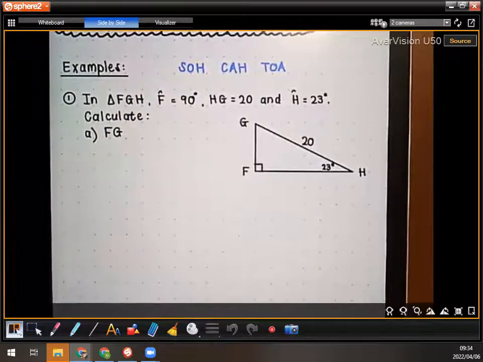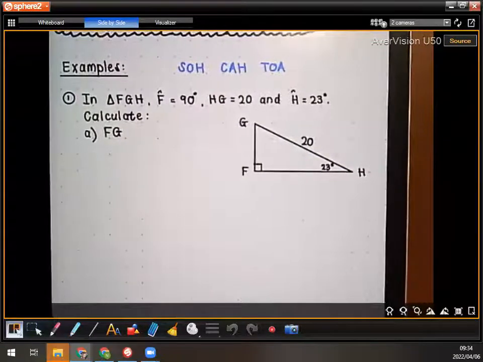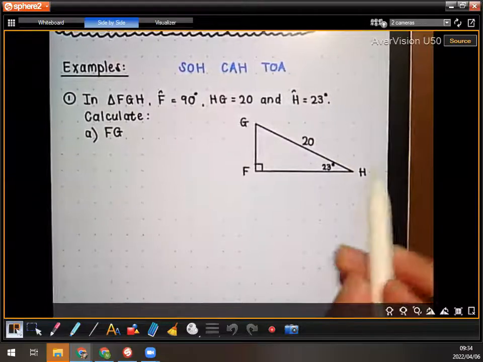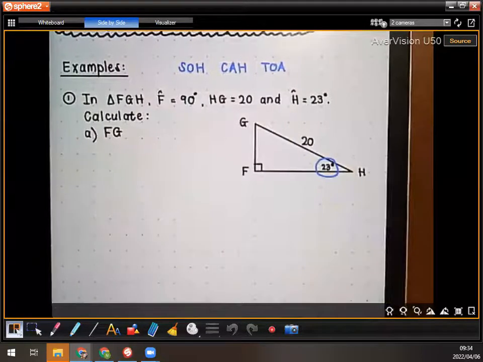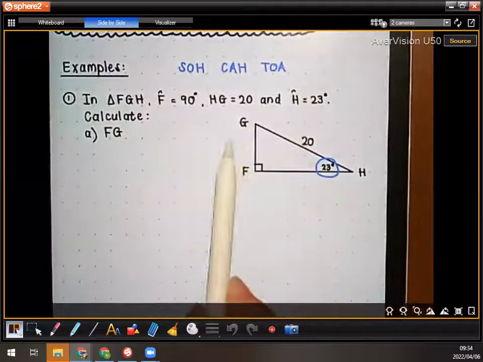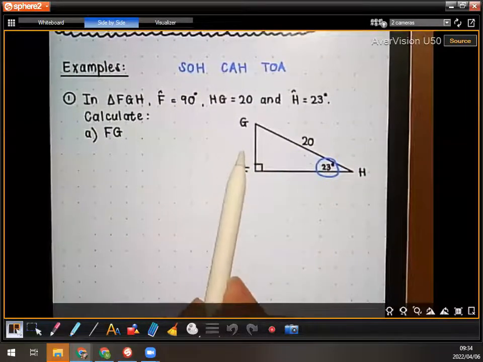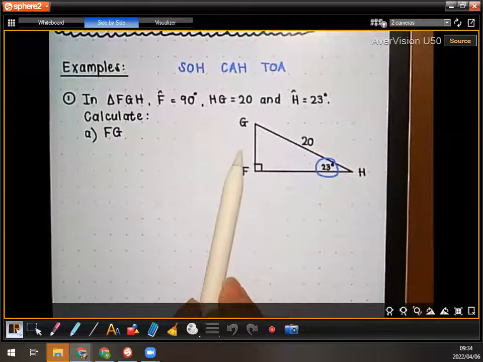Because what we're going to have to do now, guys, is identify: are we going to use sine, cos or tan? Sometimes you can use more than one, then you can choose, but often we'll only be able to use one of them. So what you need to say to yourself is, we have this angle, 23 degrees. The side that we are trying to find, in relation to this angle, do we see that FG is the opposite side? So we're trying to find the opposite side.